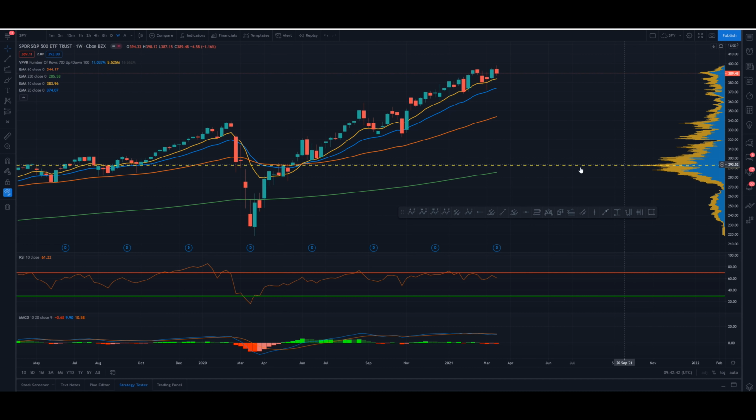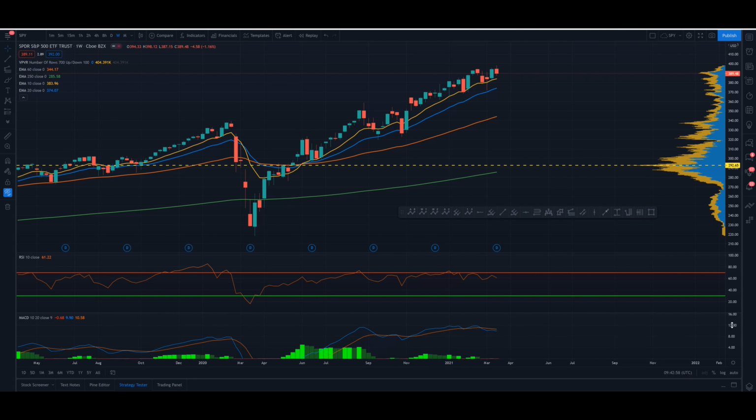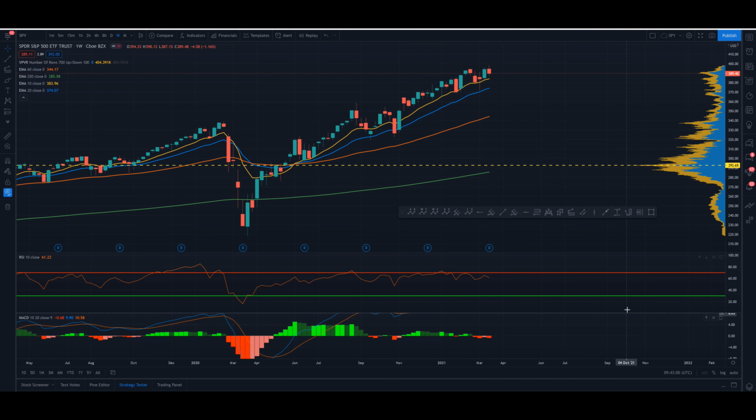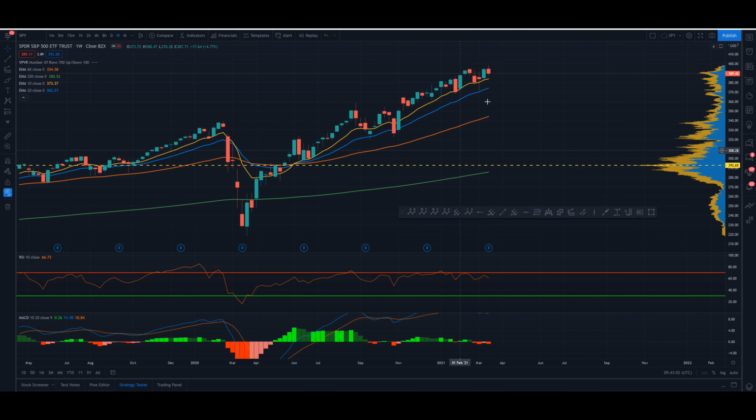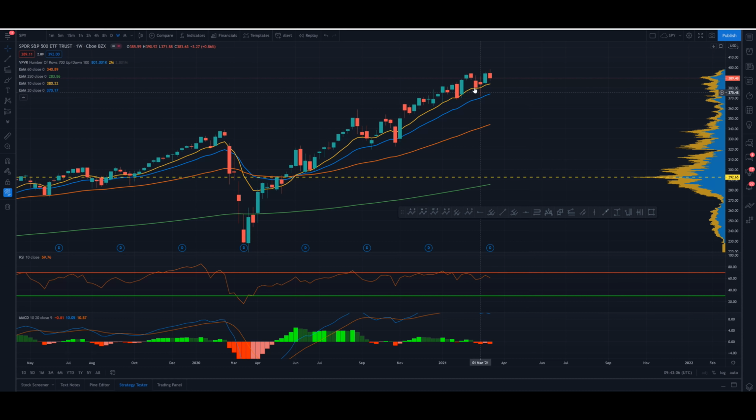We have a built-in point of control here, which is a yellow dashed line, which is the peak of the buy and sell volume. We have an RSI set to a 10 close with a green 30 level representing oversold and a red 70 level representing overbought. We have a MACD with a 10 for the short term moving average, a 20 for the long and a 9 to smooth. Right then, so for the last week what we can see, inside candle, not particularly bearish, still trading within the previous week.